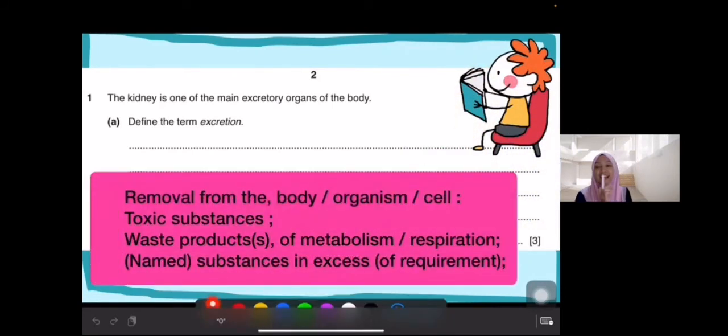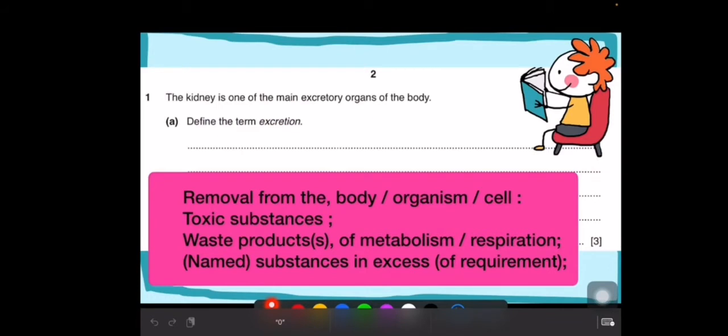Okay. Ni adalah nota yang kita tulis tadi kan. So what is excretion? Excretion is removal from the body. Now teacher nak show you macam mana cara nak baca skema jawapan juga. Okay, ni I ambil skema jawapan betul-betul daripada marking scheme. Okay, sebab I nak you nampak, bukan ini I type balik.